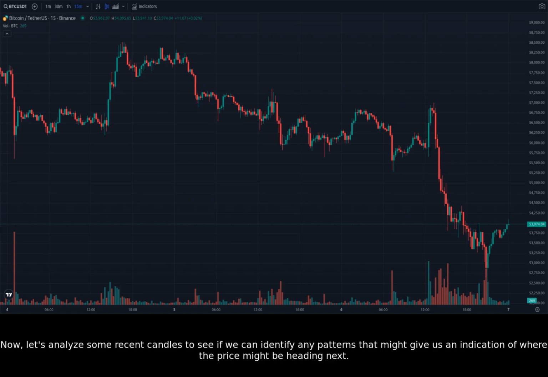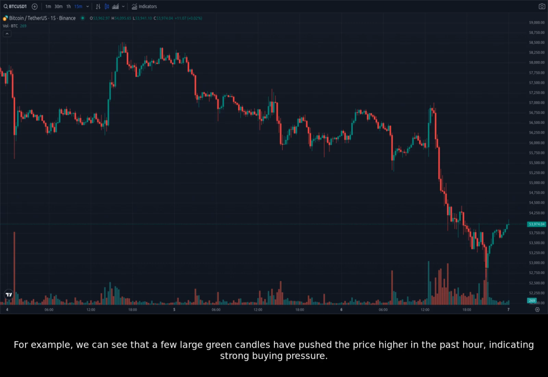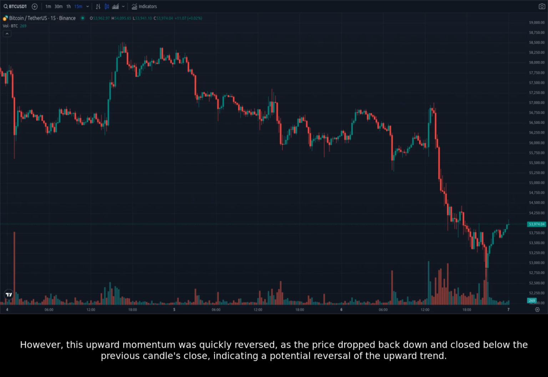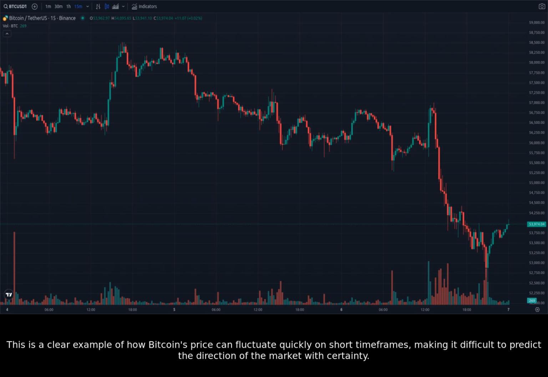Now, let's analyze some recent candles to see if we can identify any patterns that might give us an indication of where the price might be heading next. For example, we can see that a few large green candles have pushed the price higher in the past hour, indicating strong buying pressure. However, this upward momentum was quickly reversed, as the price dropped back down and closed below the previous candle's close, indicating a potential reversal of the upward trend. This is a clear example of how Bitcoin's price can fluctuate quickly on short time frames, making it difficult to predict the direction of the market with certainty.